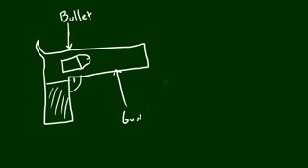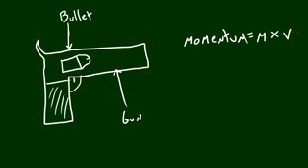Let me go ahead and label this. Bullet and gun. For some reason I really like labeling things. The only other thing I want to do is write the formula for momentum, which is momentum, there we go, that's how you spell it, mass times velocity.